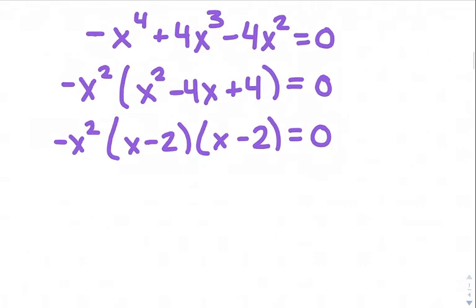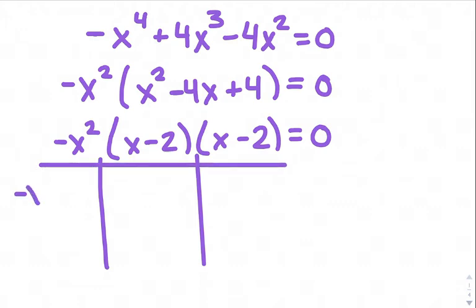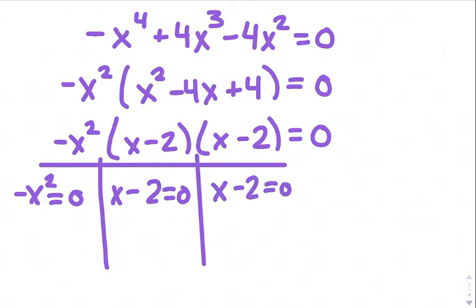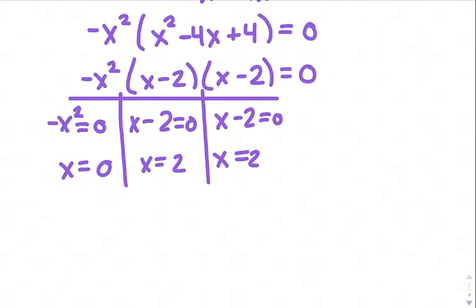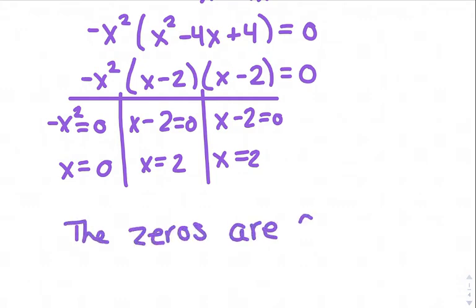Since I factored this, now I have to set each component equal to 0. So this is going to be negative x squared equals 0, x minus 2 equals 0, and then x minus 2 equals 0. In the first one I get x equals 0, in the second one I get x equals 2, and in the third one I get x equals 2. It's okay if you have more than one factor, and we're going to go over what that means in the next video. But your zeros are 0 and 2.